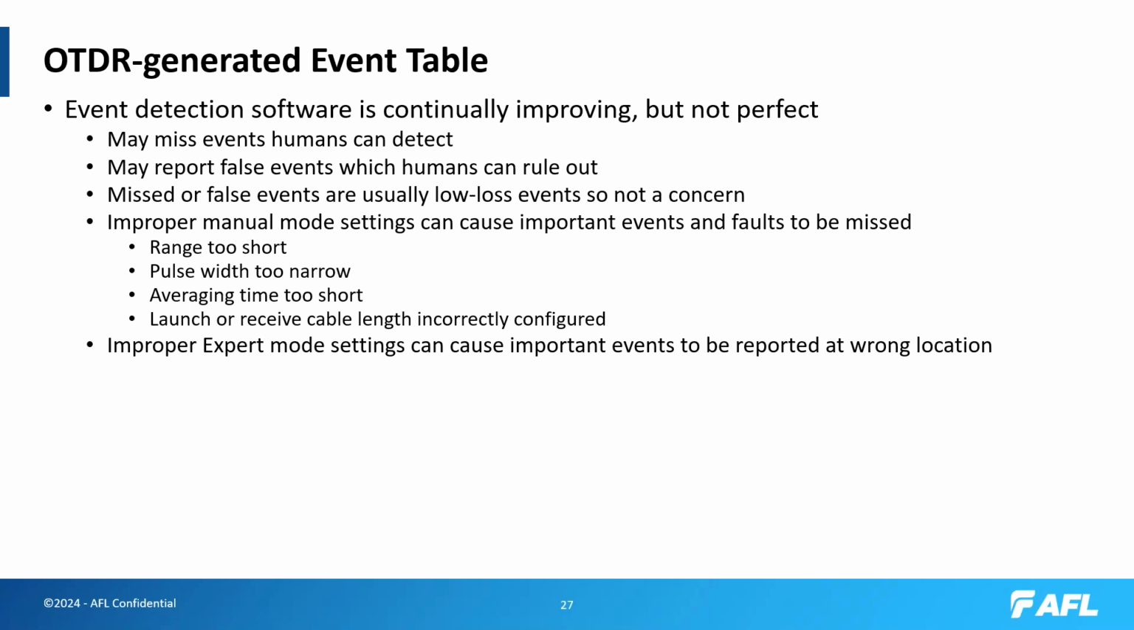Some things to be aware of is because of the signal to noise ratio, there's always noise on our trace. That does mean that our event analysis cannot be perfect, and you'll see some variation if you were to test the same network several times, and that will be true across every vendor's OTDRs.